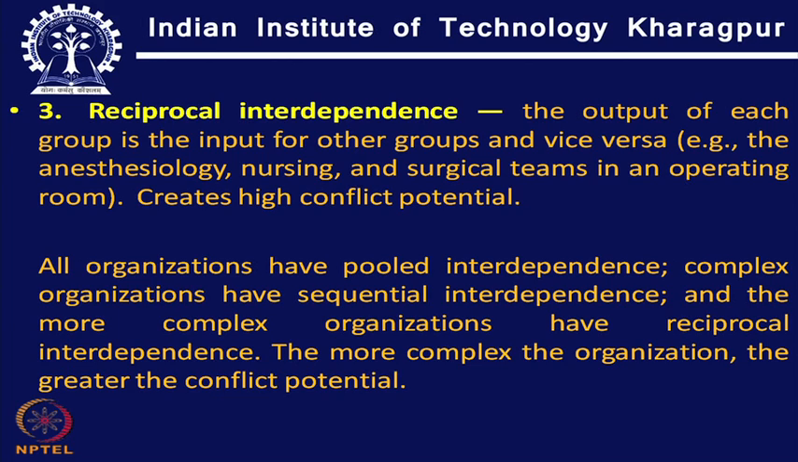Reciprocal interdependence is where the output of one group is the input for the other group, and the output for that other group is again an input for this group. So, this process goes on from morning till the particular goal is reached, maybe in a factory or in other situations.